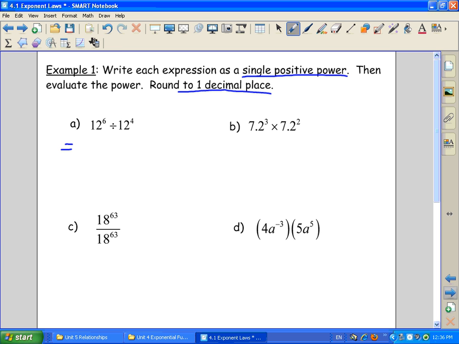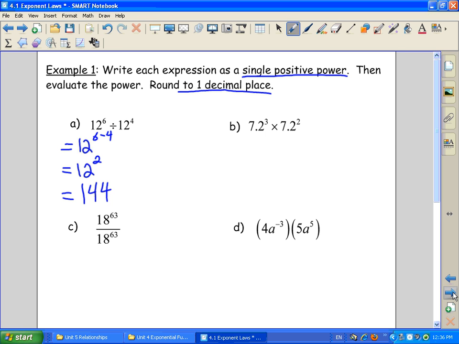So looking at A, folks, hopefully you recognize we're using the division law, which tells me that I'm going to subtract the exponents. So it's going to be 12 to the power of 2. That's your single positive power. And then use your calculator or your brain. And 12 squared is 144.